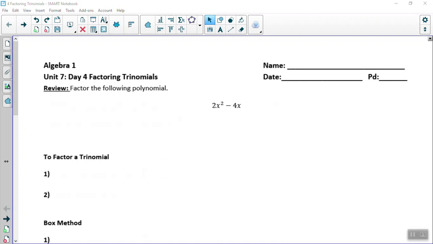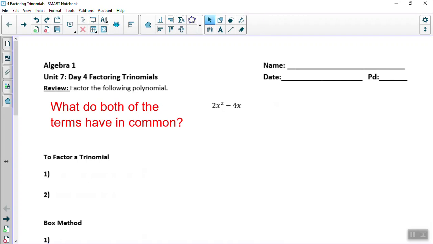So here we have a polynomial, and we're going to look to see what both of those two terms have in common. Well, we can see based on the coefficients, the 2 and 4, they both have a 2 in common as factors. They also both have an x. This one happens to have two x's, and this one has one x. So we can say that they both have at least one x in common.